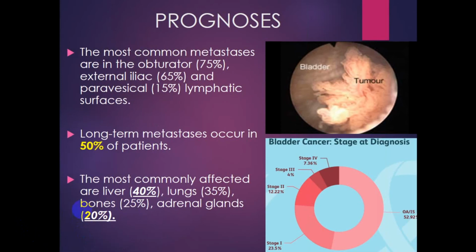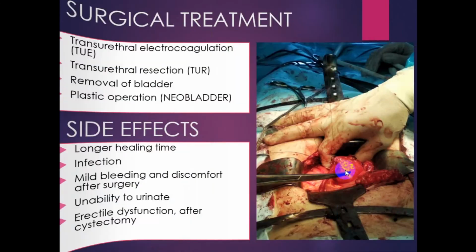Prognoses can be different according to the nature and pathogenesis of tumors. The most common metastases are in obturator, external iliac, and paravesical lymphatic surfaces in lymph nodes, so you can palpate them in the inguinal area. Long-term metastases occur in 50% of patients. Also, they can be osteolytic, and the most commonly affected organs are liver, lungs, bones, and adrenal glands. Here you can see the percentage of different stages in population.